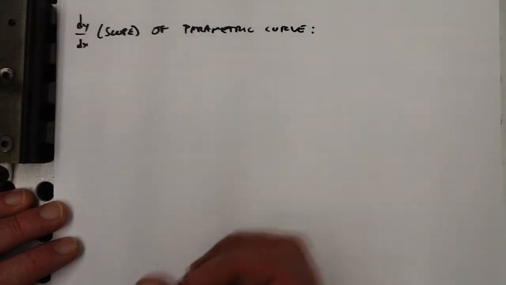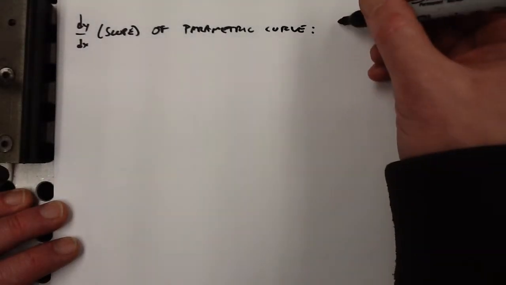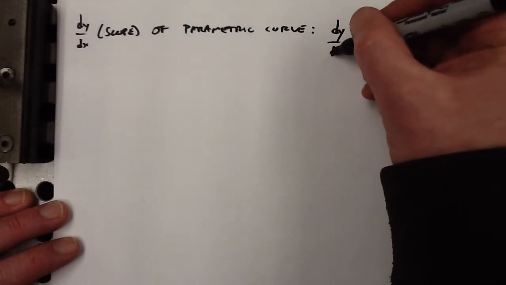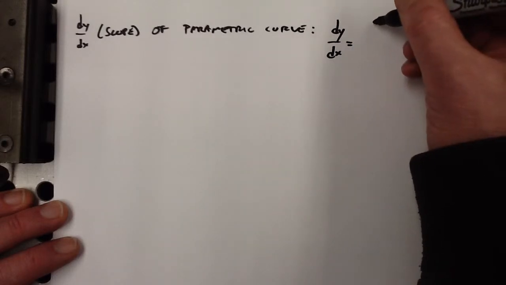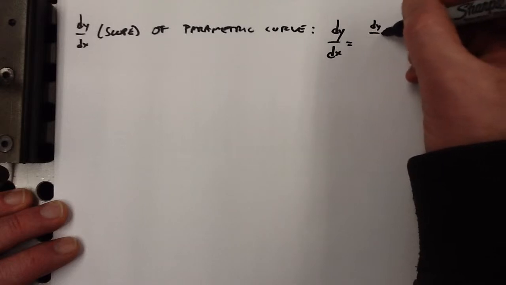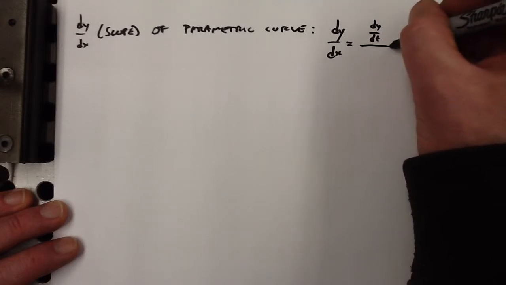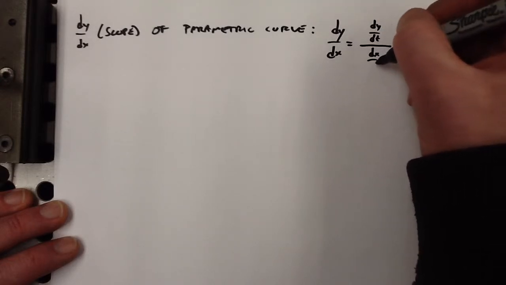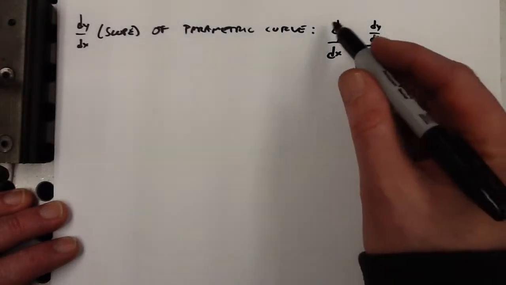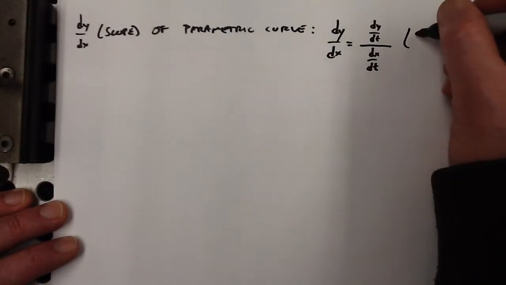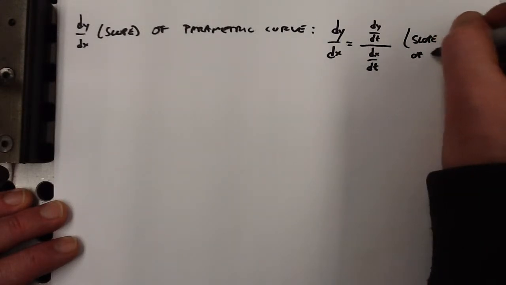It's super easy. It's exactly what you would think it would be. dy/dx is equal to, well, you can't find that directly, but you know what y is in terms of t, so you find dy/dt, and you put that over dx/dt. That's dy/dx. That's the slope of the path. Maybe I'll just put that here in parentheses. It's the slope of the path.